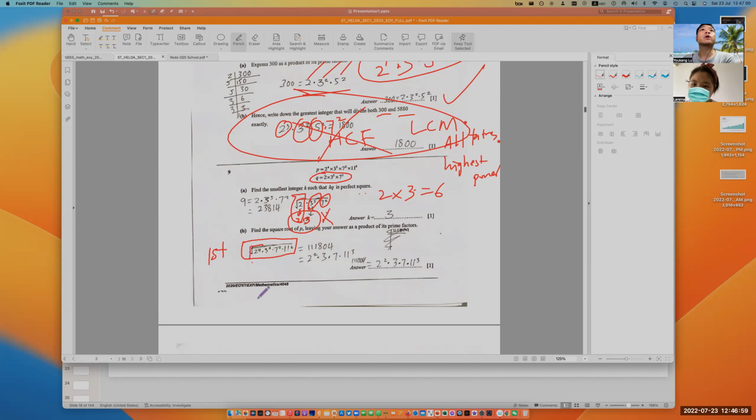Square root 2 to the power of 4, what do you get? 4, which is 2 squared. Square root of 3 to the power of 2, this one, 3. Square root 7 to the power of 2, 7. Square root this 11 to the power of 6, 11 cubed. So this is the answer. You are not supposed to show this at all. It's the same approach.